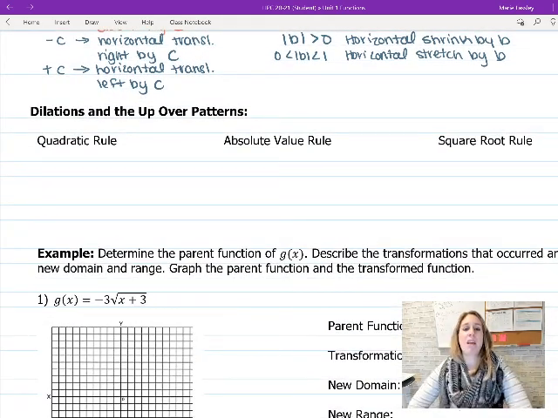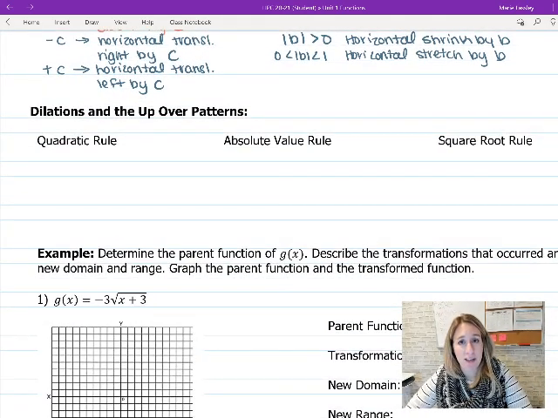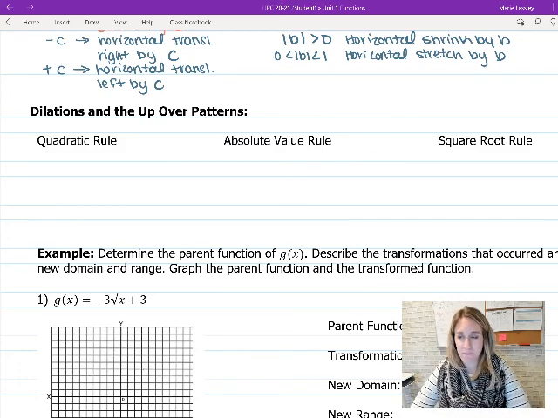There we go. Okay. So if you went to Ballard last year for Algebra 2, you should have learned about up-over patterns. If you didn't, you probably have no idea what an up-over pattern is. I had never heard about it until I moved here, and I thought it was very strange, but it kind of is nice. All right, so we're going to go over it. The 3 functions that you learned up-over patterns for were quadratics, absolute values, and square root functions.